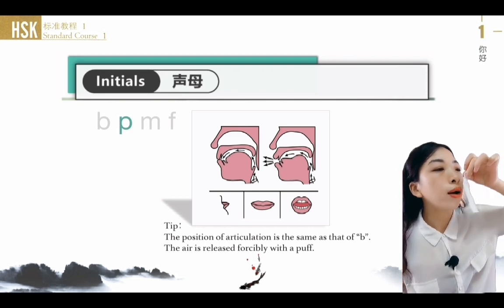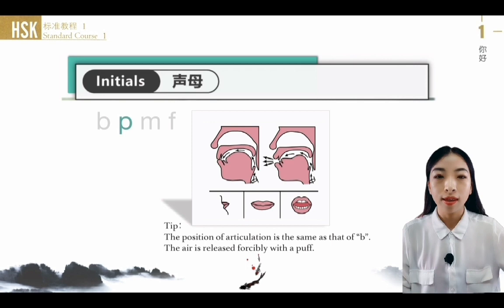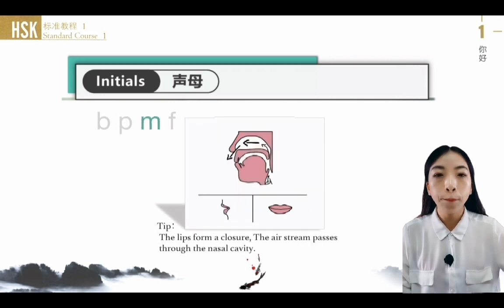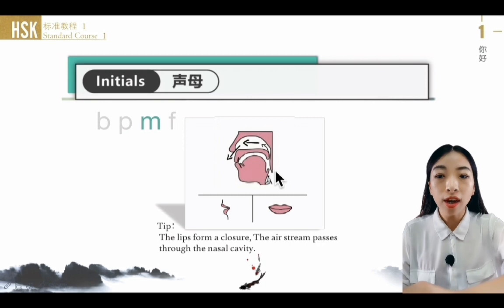Next, M. The lips form a closure. The airstream passes through the nasal cavity.